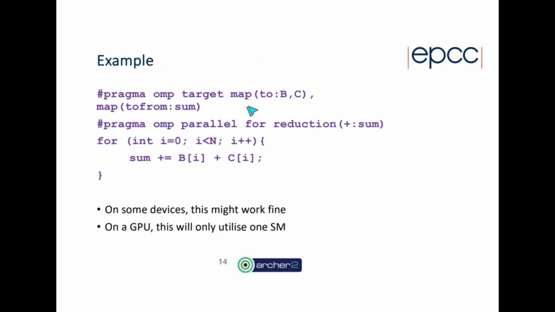Okay, so one stage better than sequential execution would be this. We could just have the same OMP target directive with map clauses as before, and then we can just annotate the loop here with a regular parallel for and a reduction clause. In principle, on some other devices that support full shared memory, that might work fine, but on a GPU, that's not much use, because that can only use one of the stream multiprocessors.